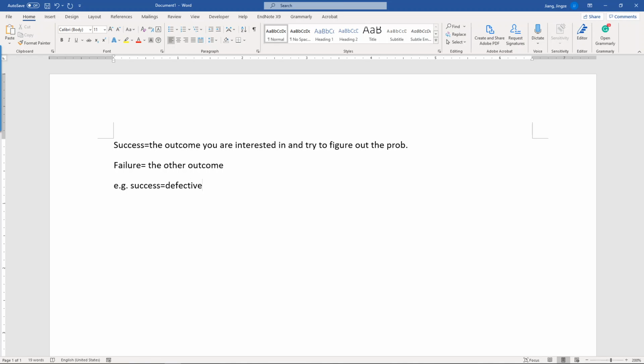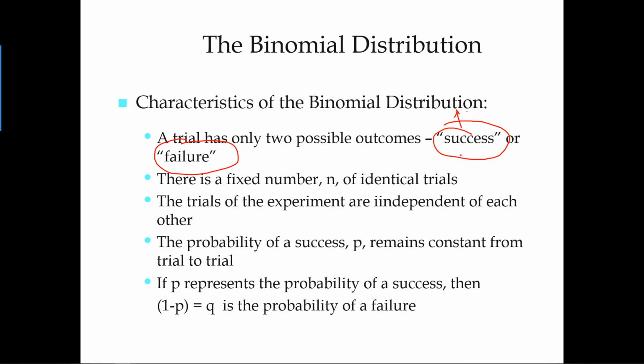Why? Because like I said, people care about the defective rate. They want to see how many parts will be defective. So the interested outcome is defective. Therefore, the success will become defective and the failure will be not defective. So this is just one example to help you understand what we mean by success and failure in a binomial distribution. So this is the first characteristic.